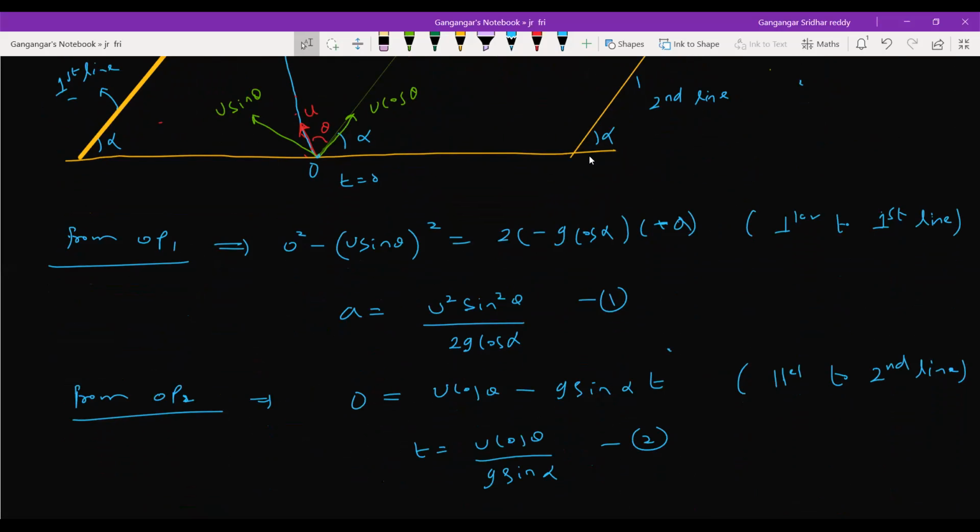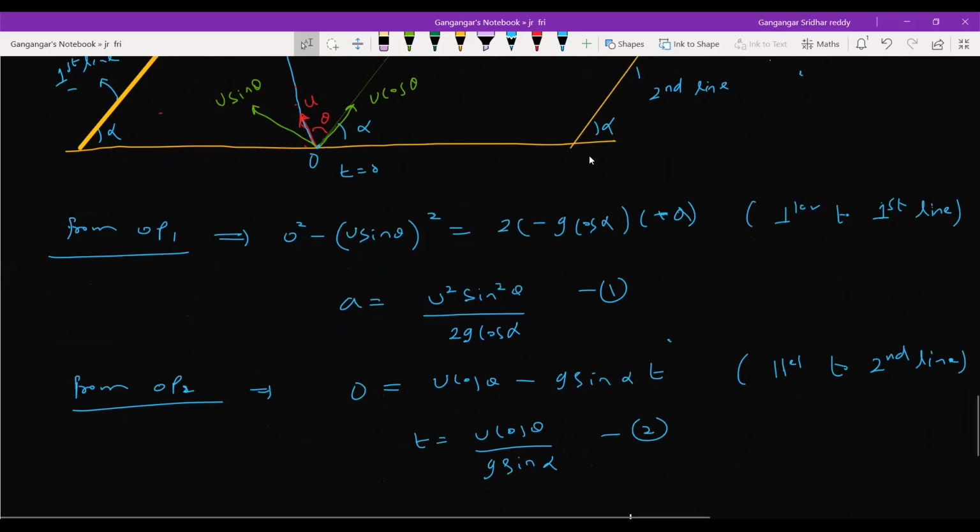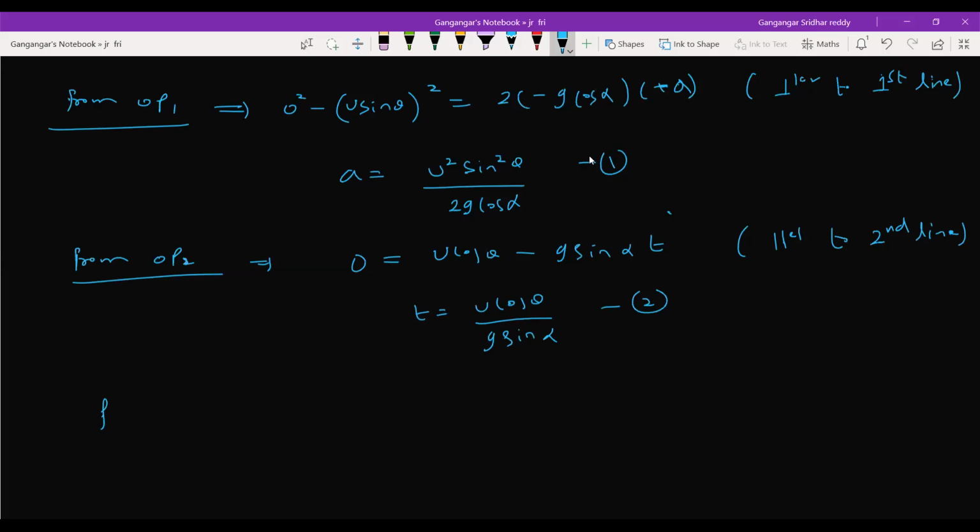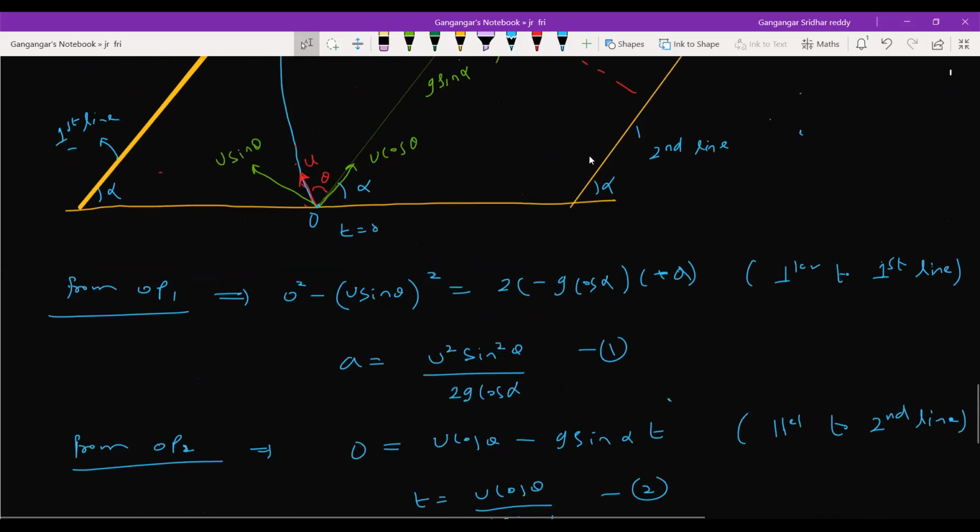Let me write from O to P2 perpendicular to the line. Again, the same equation from O to P2, perpendicular to the second line. Let me write it perpendicular to. Okay, I'll show the diagram. See once, v square minus u square equal to 2as formula.